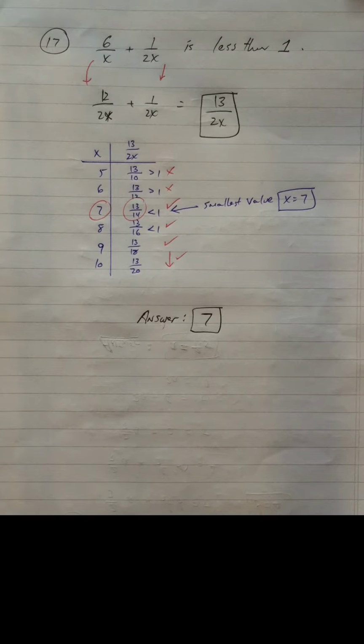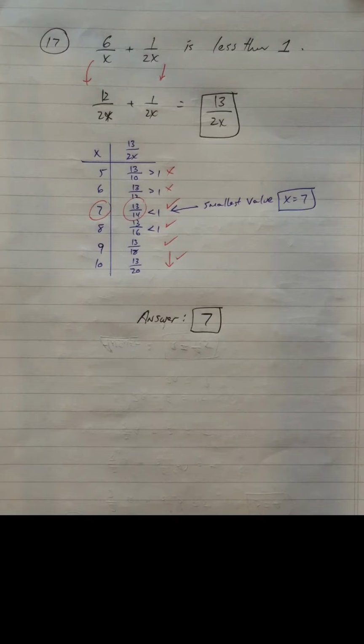Question 17. We're given that 6 over x plus 1 over 2x is an expression that has to be less than 1 for integer values. Well, what I did was I combined them into one fraction by multiplying the first one by 2 over 2. Then I have 12 over 2x plus 1 over 2x, which is 13 over 2x. This is much easier to work with.